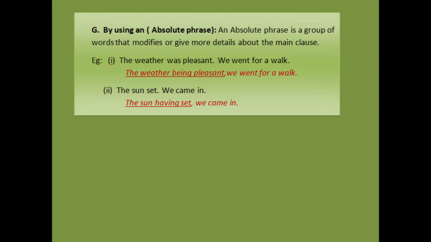The weather was pleasant, we went for a walk. So when it is combined: The weather being pleasant, we went for a walk. The first underlined phrase is an absolute phrase, but when we separate it from the main clause and only read "the weather being pleasant," it does not give a complete sense. So it just describes the main clause or gives more information about it. Likewise, in the second example: The sun set, we came in. The sun having set, we came in.